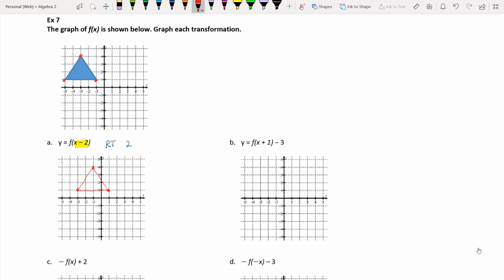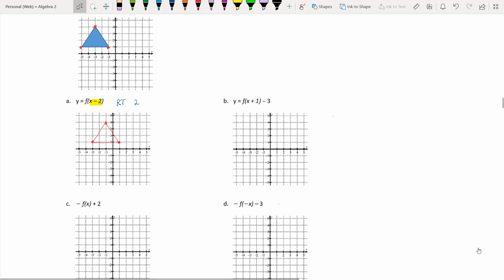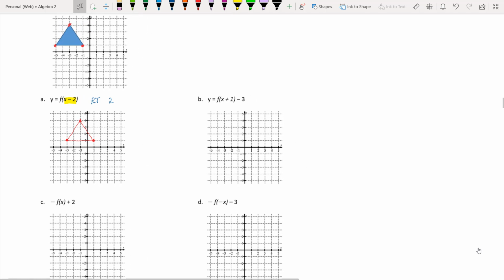All right, I'm going to leave letter B for you guys. I'm going to have to shrink a little so I can keep everything on here. Take a look at letter C. Letter C says reflect over x-axis, and the 2 says to go up 2. So you reflect first. Remember, left to right. We reflect first. So I'm going to take that triangle and reflect it.